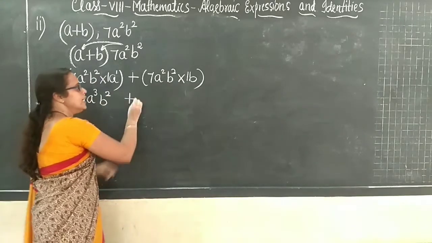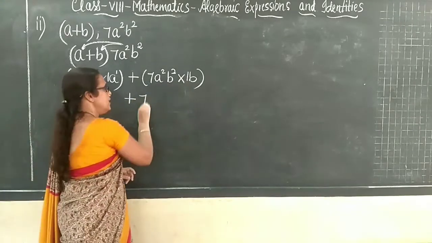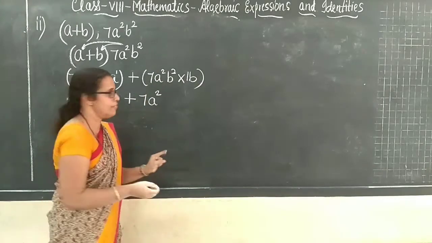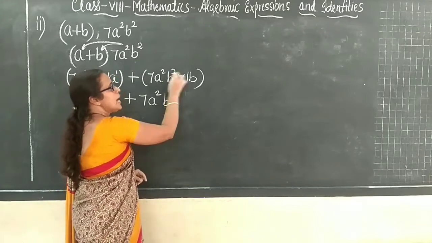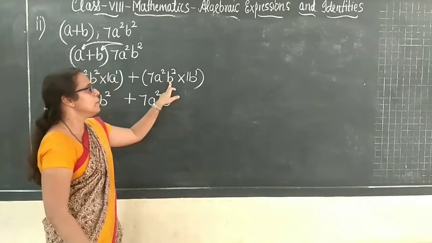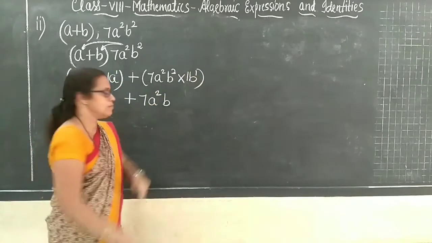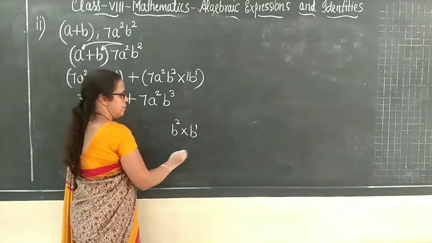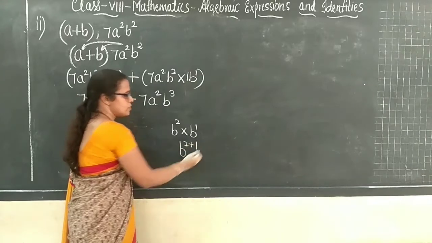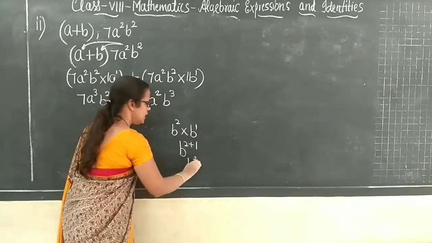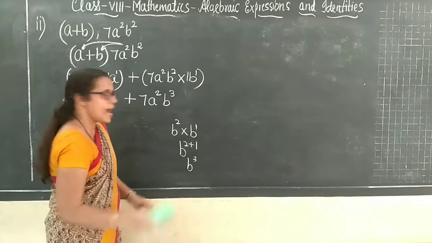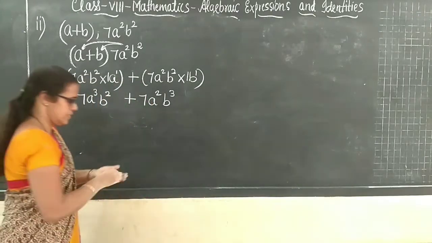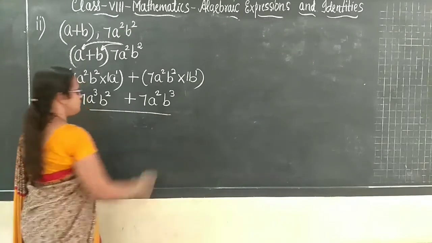Then here 7 ones are 7. a 2 times, a no time, a 2 times itself. b 2 times, b 1 time, b 2 plus 1, 3 times. b 3 times. Hope you have understood. b totally 2 plus 1. How much, children? b 3 times. Powers you have to add always. So then this is the final answer.